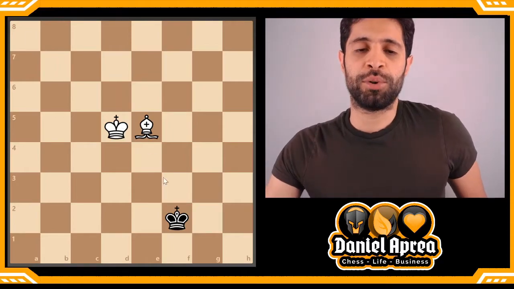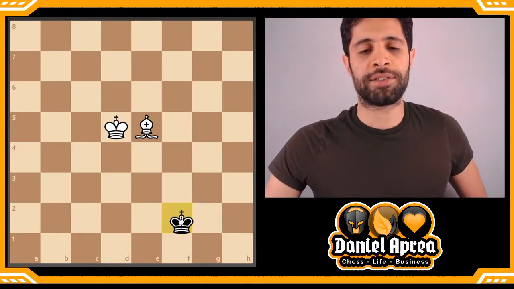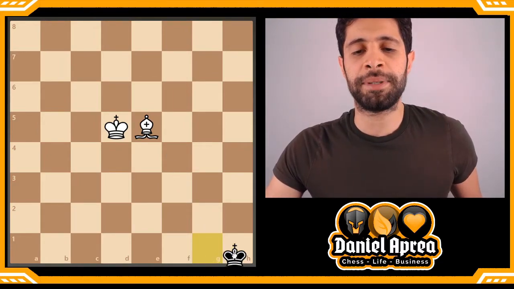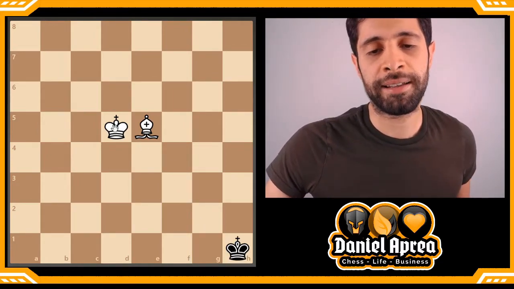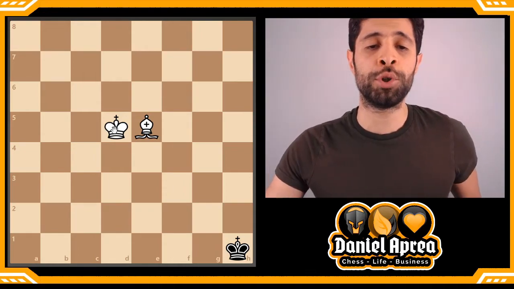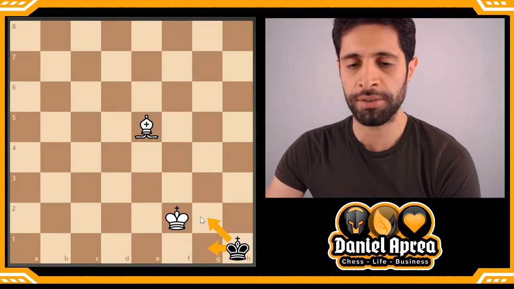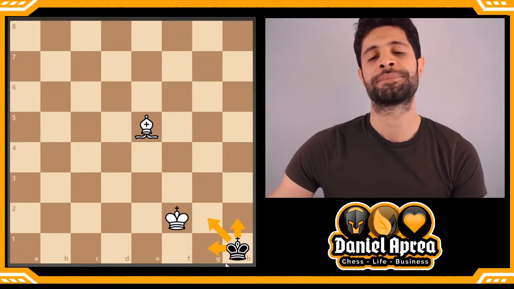Now, another rule that also ends the game in a draw is the stalemate. Stalemate means when one side has got no legal moves, but their king is not in check. So for example, in this position, if black is to move, black cannot go here because this square is controlled, cannot go here, cannot go here, but also black is not in check. And therefore this game is a draw.